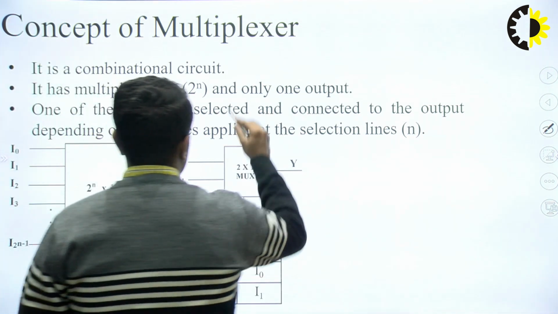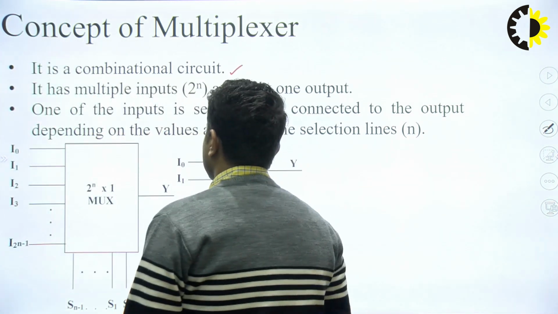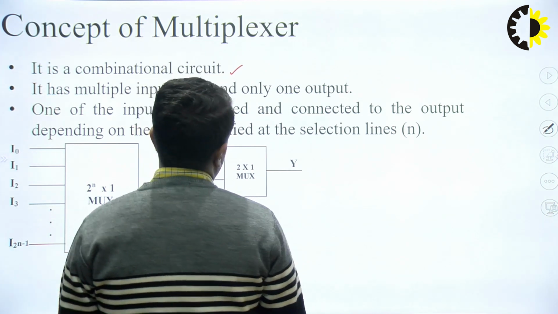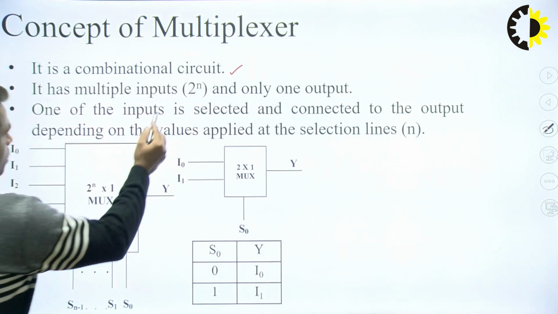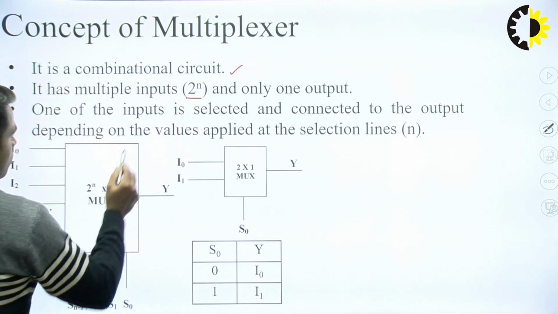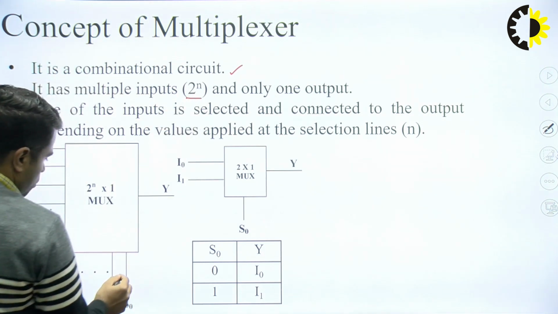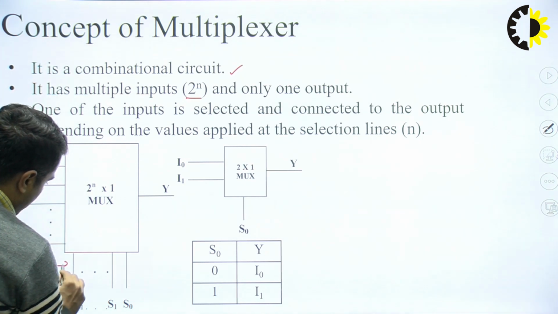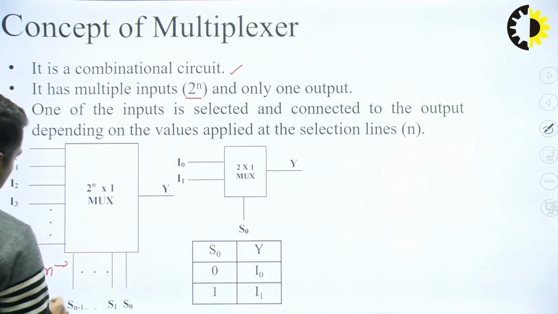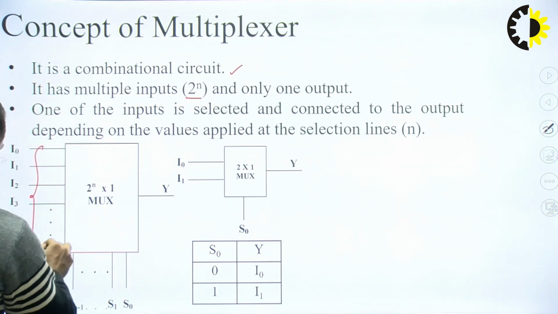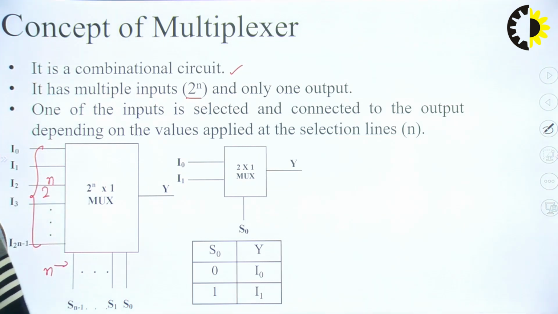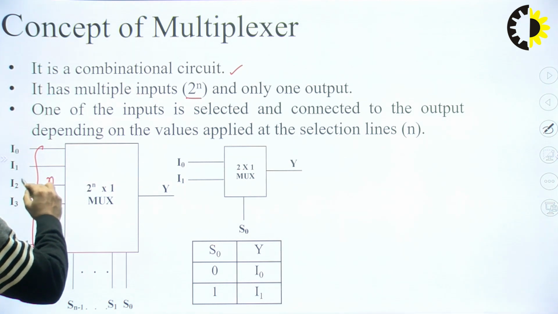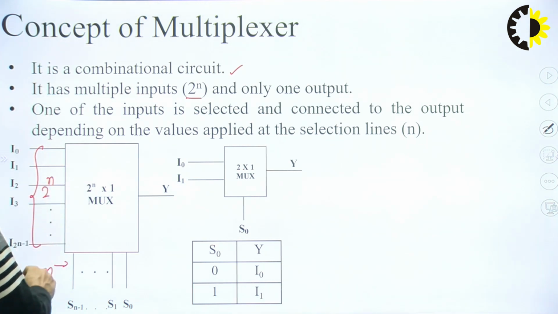So multiplexer is a combination circuit. It has multiple inputs and only one output. The number of inputs can be 2 raised to power n, where n is the number of select lines. So if there are n select lines, the number of inputs can be 2 raised to power n, and these inputs are labeled as I0, I1, I2, I3 and up to I(2 raised to power n minus 1).